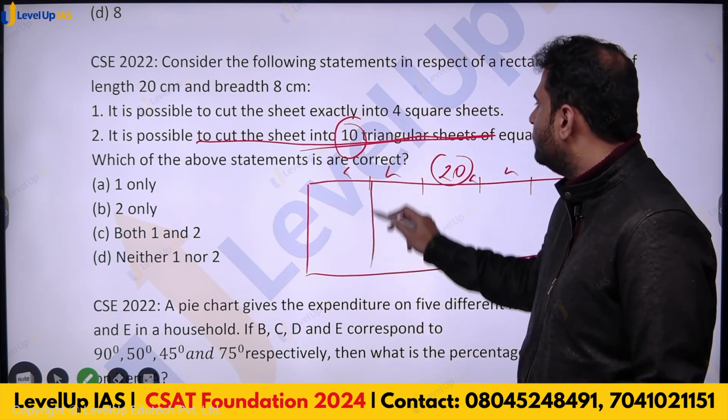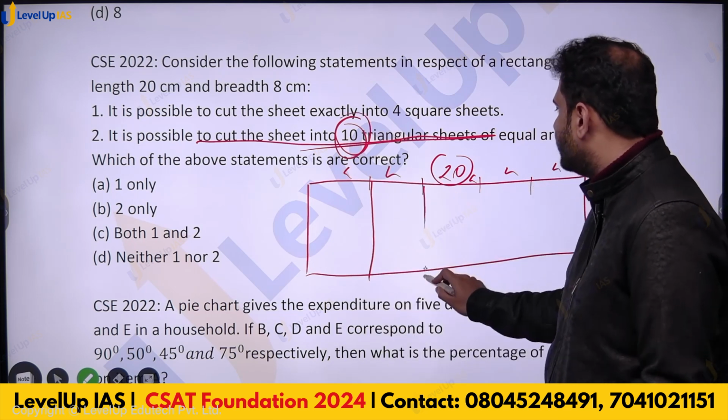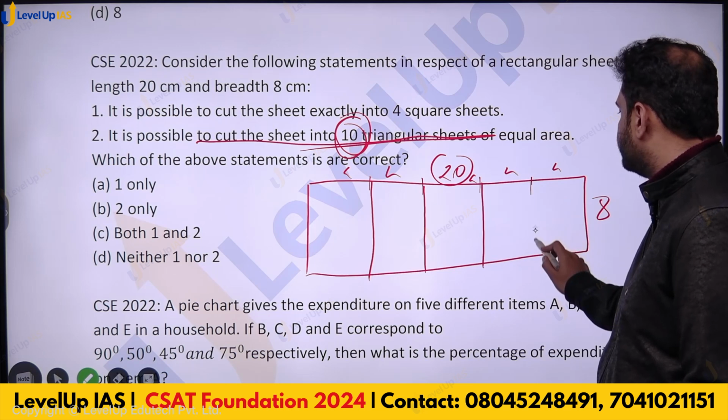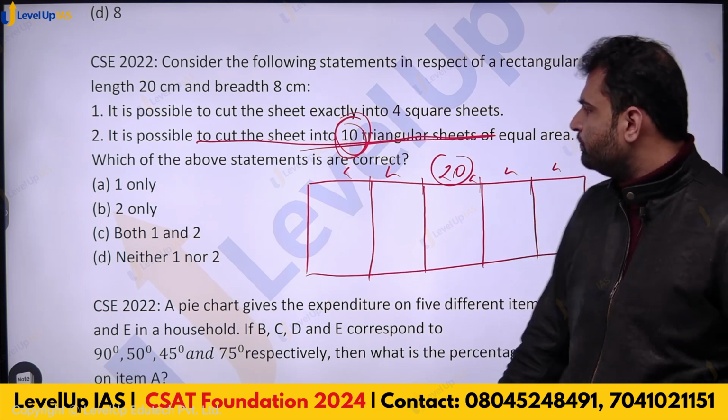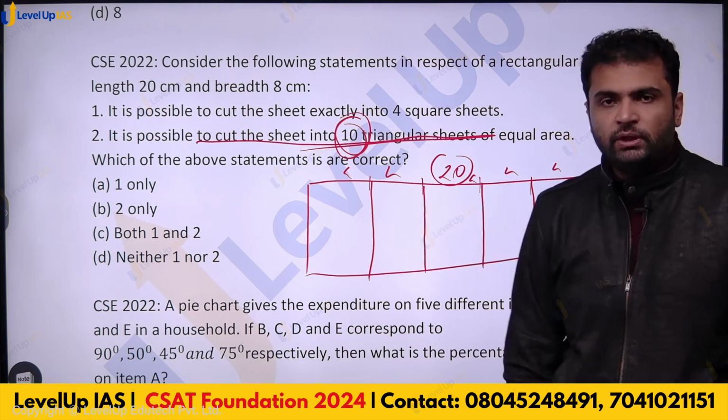And why 5? Because we have 10 here. So we can divide it into 5 or 10. We start with 5. If not, we can go to 10. So that is the first inspiration. And once we arrive at this, we see that we have 5 equal rectangles.